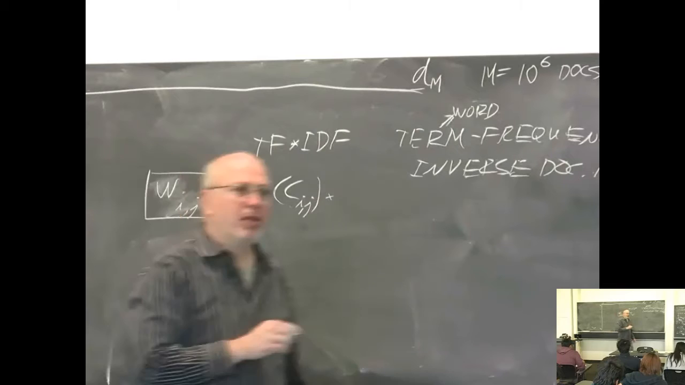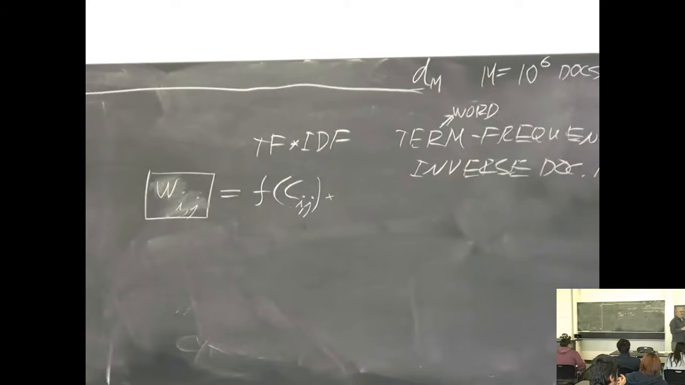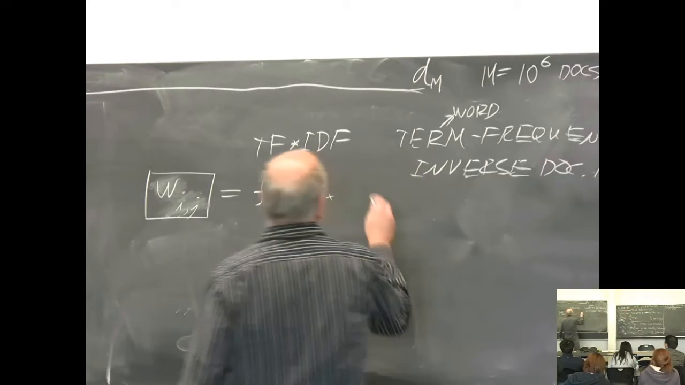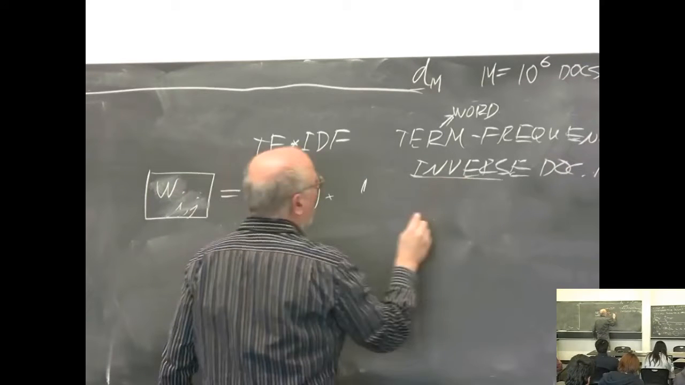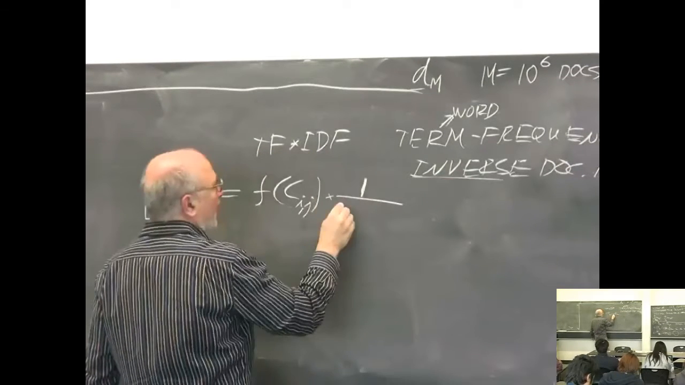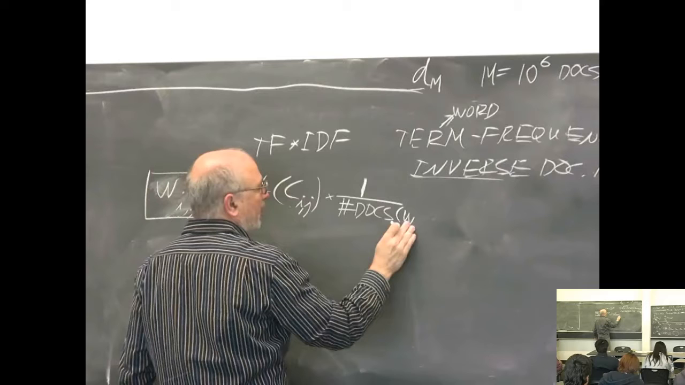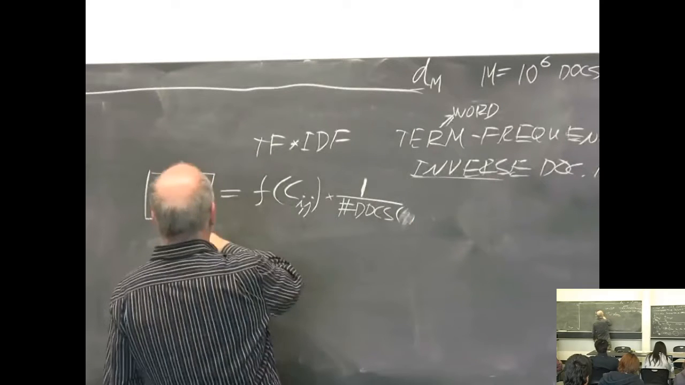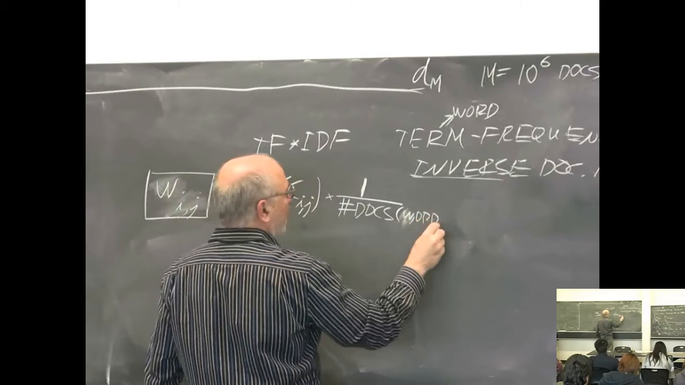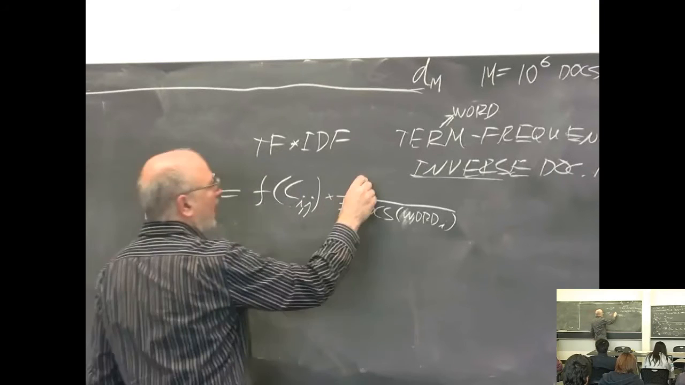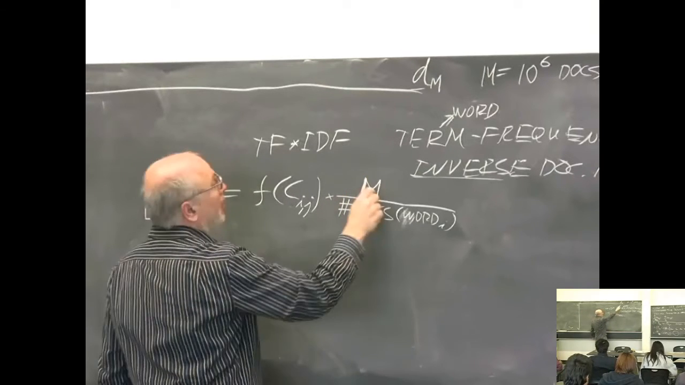Document frequency is actually not the frequency of documents. It is the fraction of the documents in which the word occurs. So it would be 1 over, so this is the inverse part, 1 over the number of documents that contain word I. And it won't be 1 here, it'll be m, the number of documents.